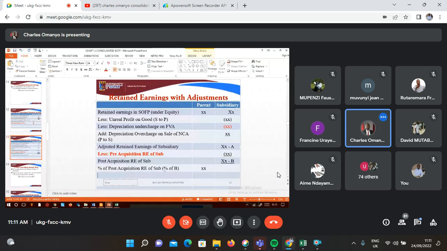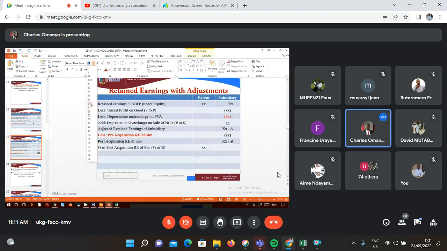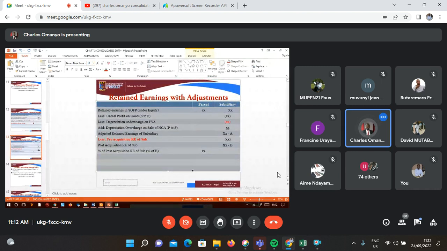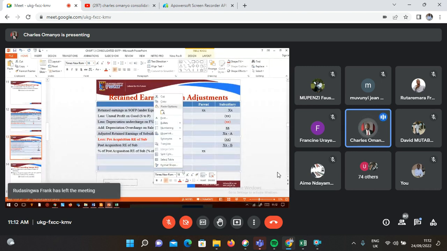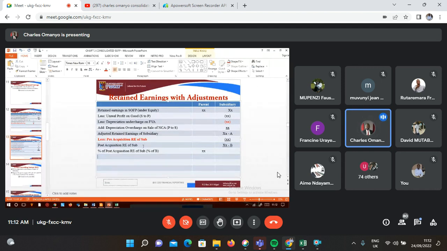And then next, you make adjustments that affect the parent. What are some of the adjustments that affect the parent? That is what you want to look at. For example, unrealized profit on goods. If it is the subsidiary who sells to the parent. Now, if it is a parent who sells to the subsidiary, you less it here.